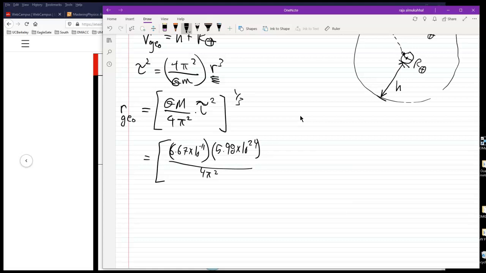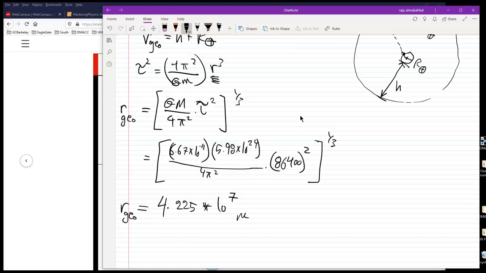and times the period, and the period is equal to what? 24 hours, which is 86400 squared. Did I miss anything? There we go. And then you calculate all of that to the 1/3. You can pause the video and calculate it yourself if you want. Here is the answer. You're going to get 4.225 times 10 to the power of 7 meters.